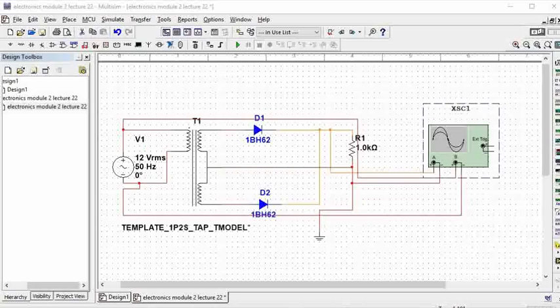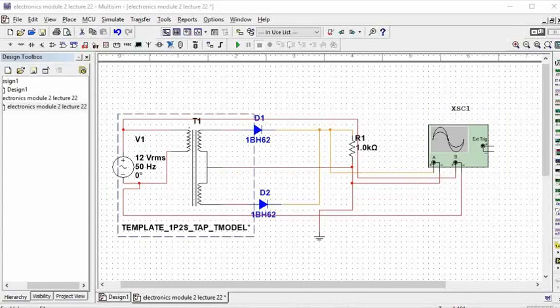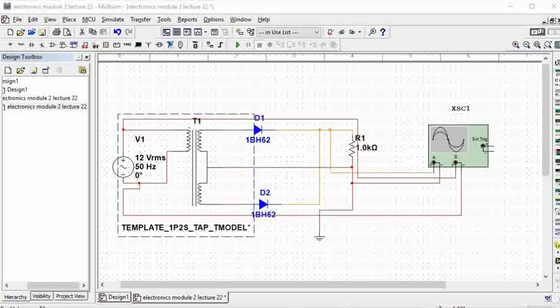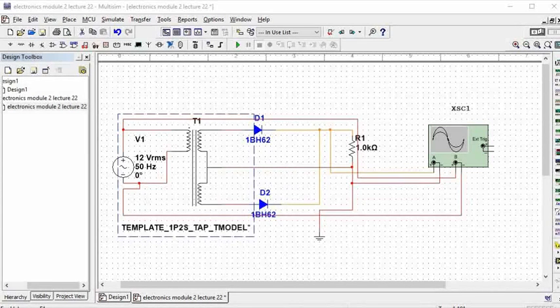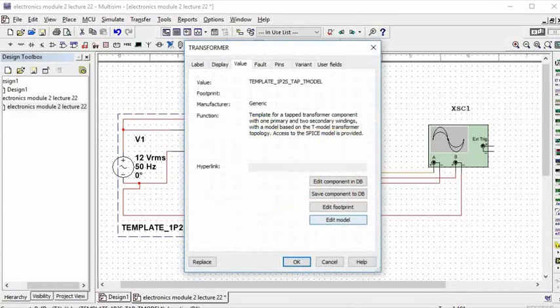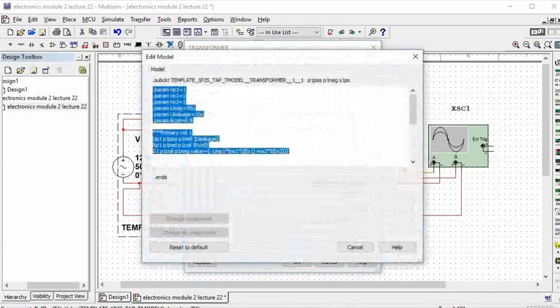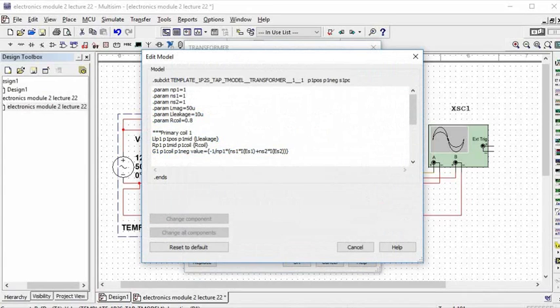Coming back to Multisim, here we have the input voltage, the center tap transformer, the diodes, the resistor and the oscilloscope. However, let's click on the transformer. Notice here that the number of turns for the primary and secondary are equal. If this is not the case, your output will not come out properly.